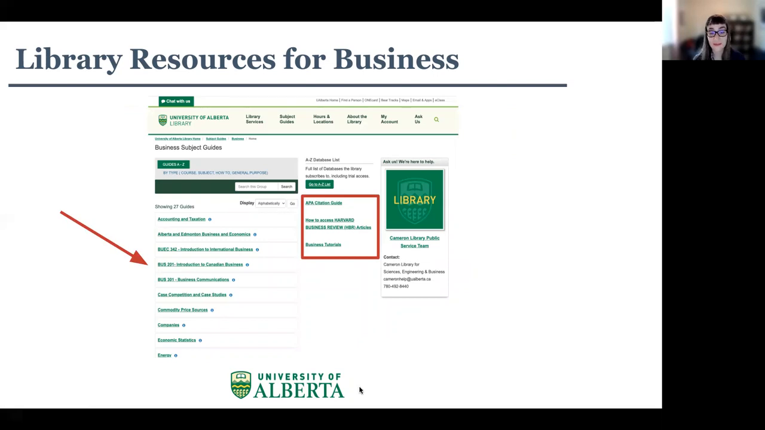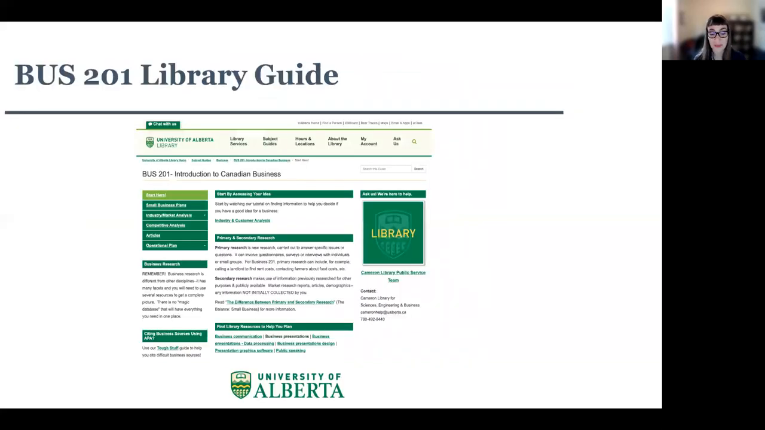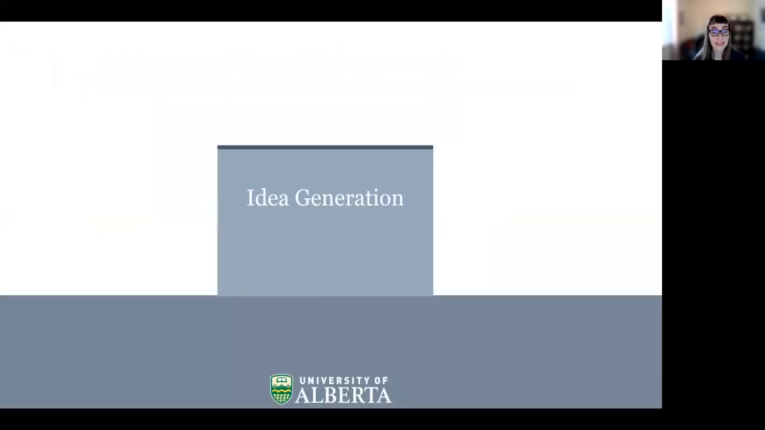We also have a specific subject guide for Biz 201. And note that on the right-hand side of the guides, you will see a guide for citation, instructions on how to access Harvard Business Review articles, and a link to tutorials for some of our more complex databases. And this is what the Biz 201 library guide looks like. Now let's start with ideas on where to find library and internet sources for your idea generation.